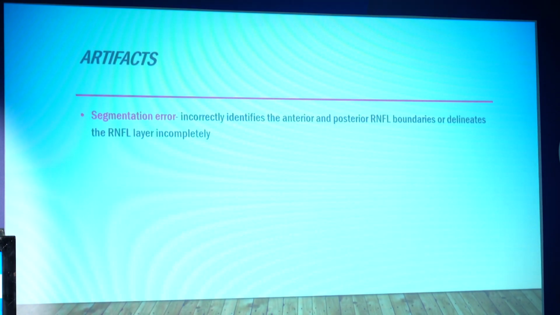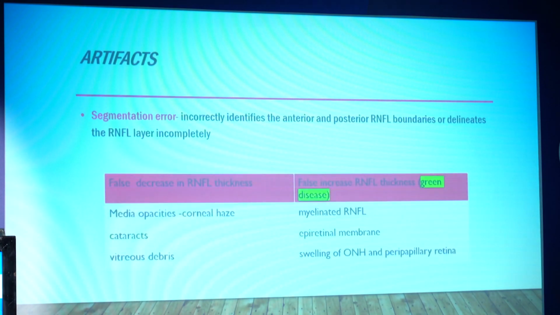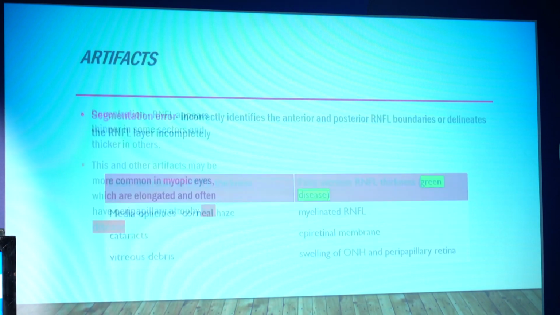Now we have to keep in mind the artifacts. There can be segmentation errors, when there is inaccurate delineation of the anterior and the posterior RNFL boundaries. A false decrease can be because of media opacities, cataracts, and vitreous debris. And a false increase can be because of myelinated nerve fibers, epiretinal membrane, and swelling of the optic nerve head.